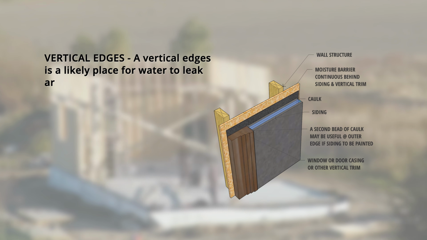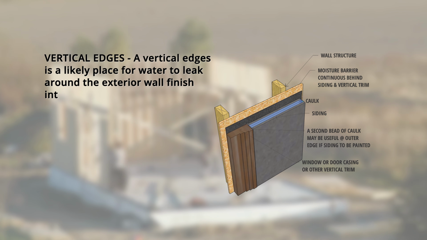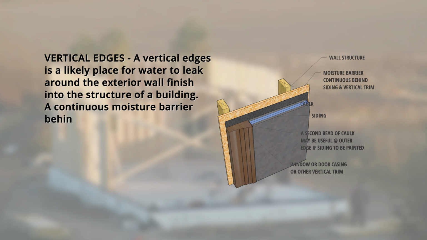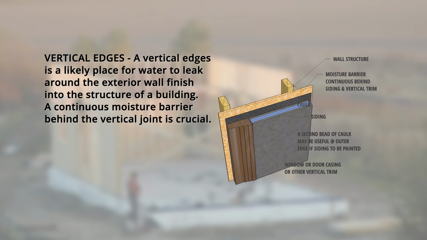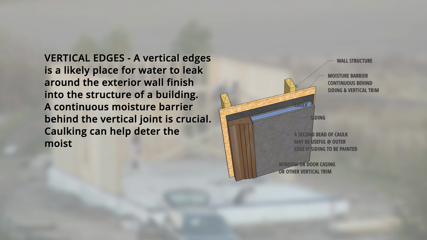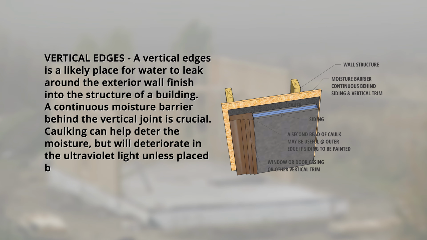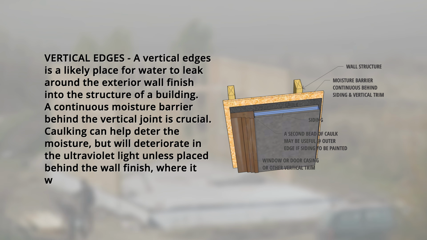Exterior finishes. Vertical edges. A vertical edge is a likely place for water to leak around the exterior wall finish into the structure of a building. A continuous moisture barrier behind the vertical joint is crucial. Caulking can help deter the moisture but will deteriorate in the ultraviolet light unless placed behind the wall finish where it will be protected. Take a look at this detailed illustration here on the right.